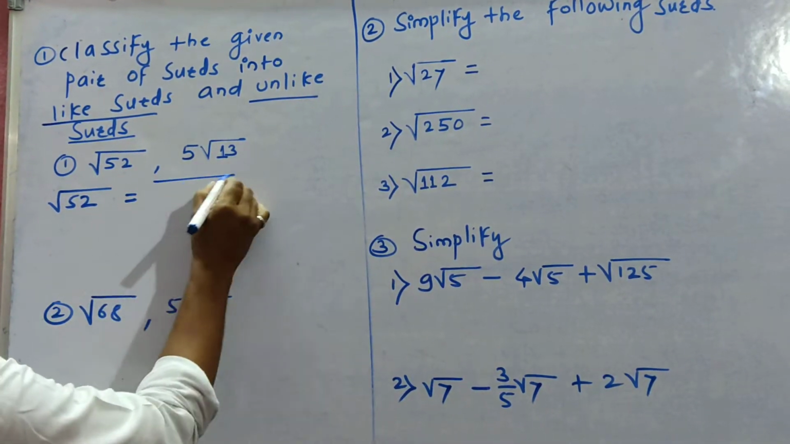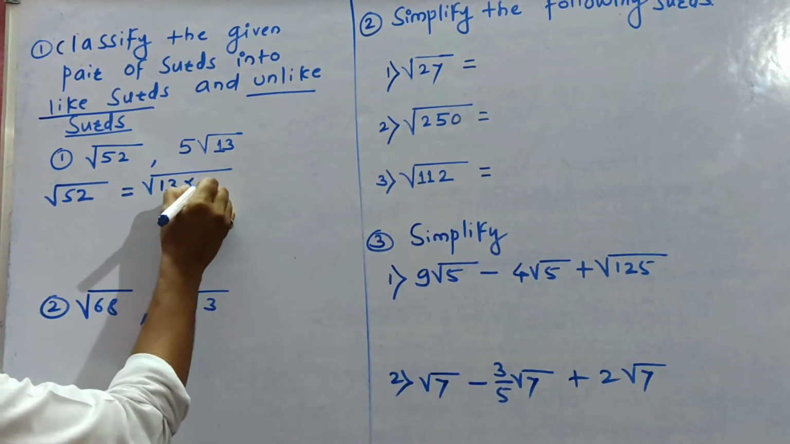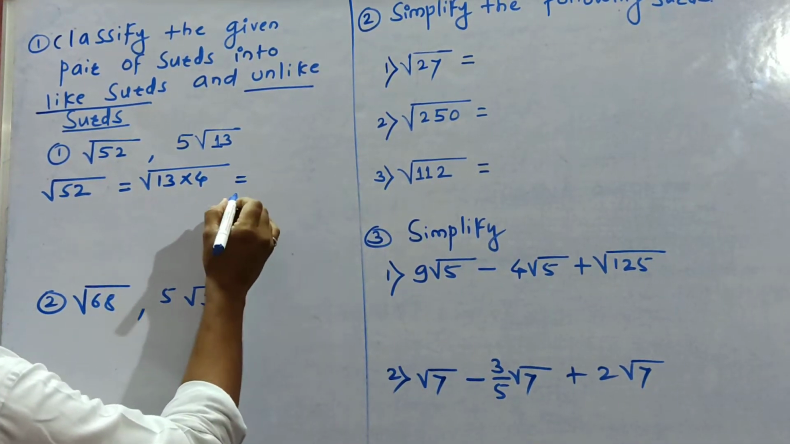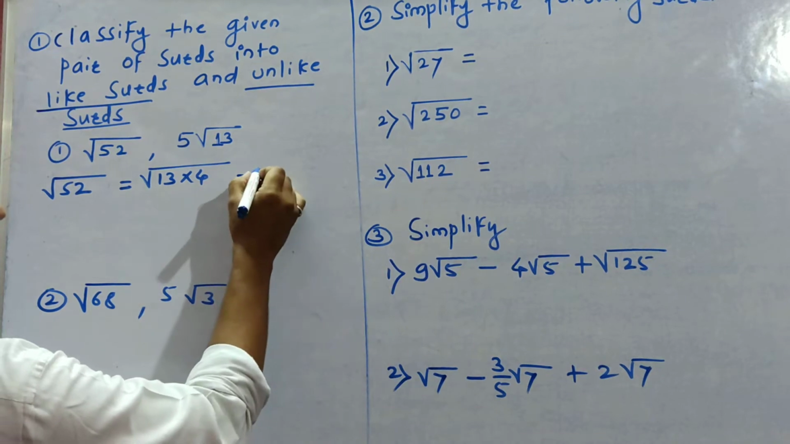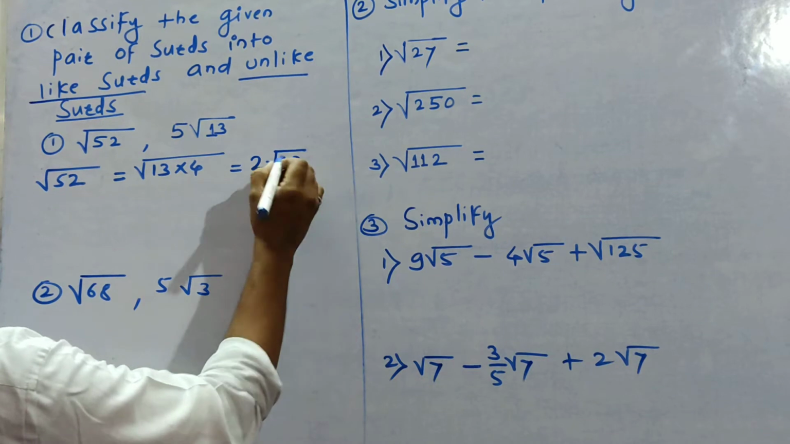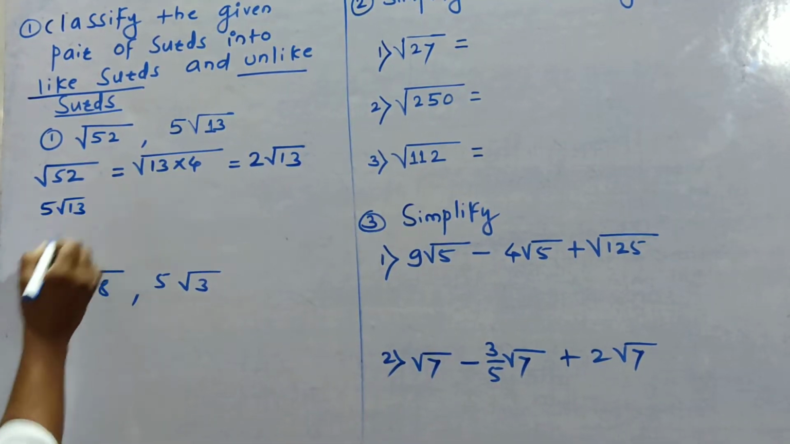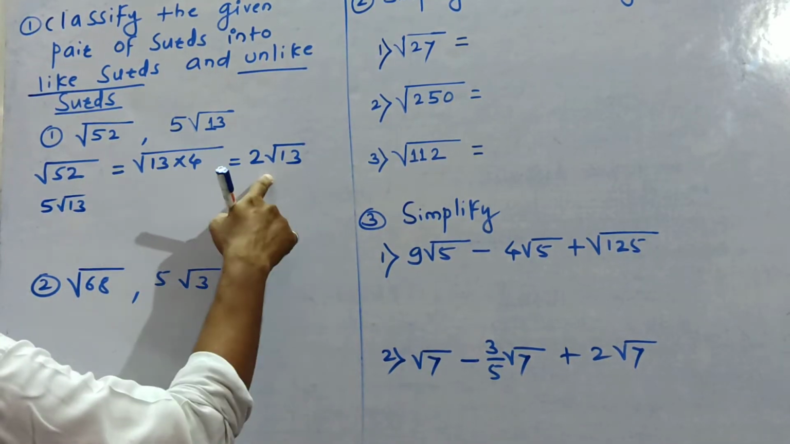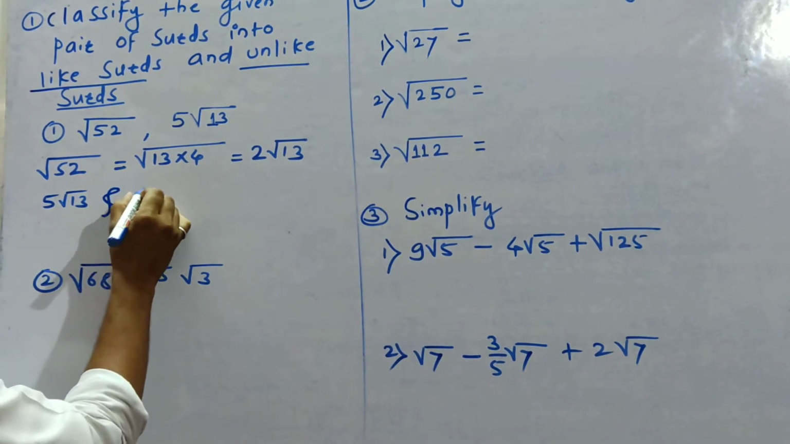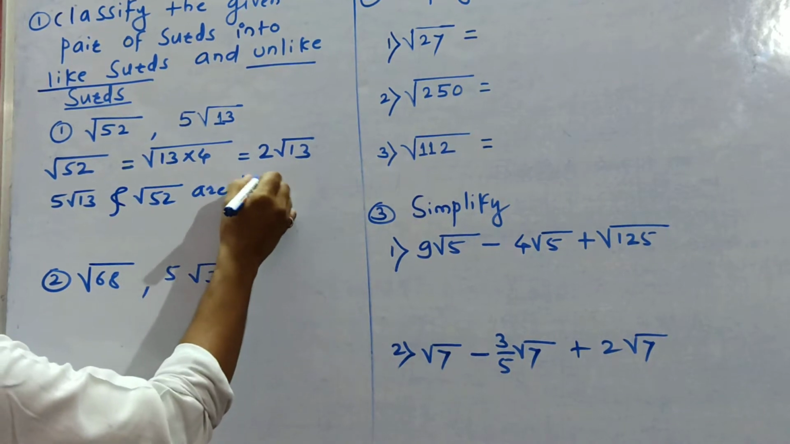We know that 13 fours is 52. So 4 is a square of 2. So it comes out and remains only, this becomes 2 and this is root 13. Now the other is 5 root 13. If you see this 5 root 13, this came 2 root 13. So 5 root 13 and root 52 are like surds.